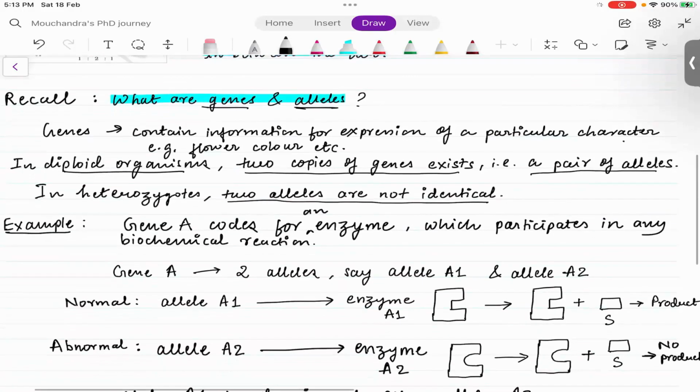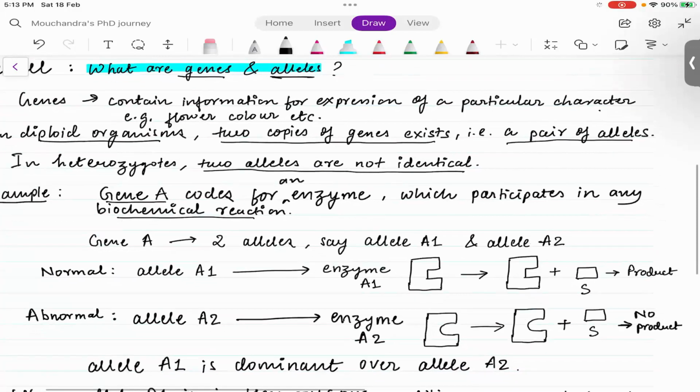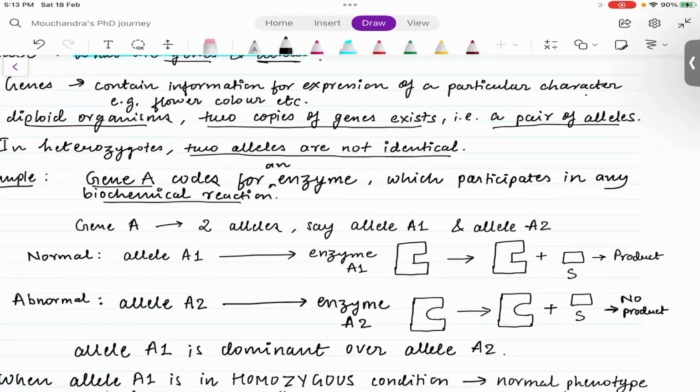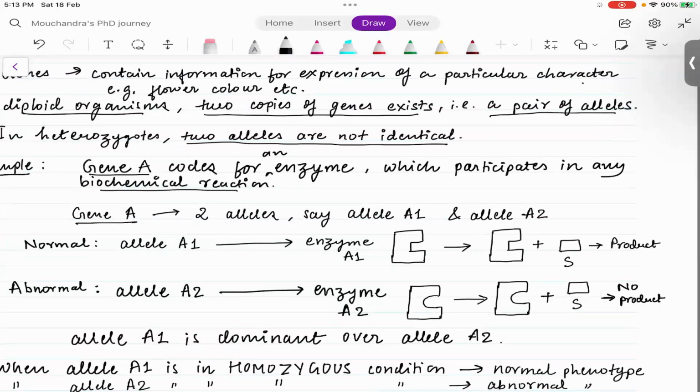Now consider this example. Suppose there is a gene A and it codes for an enzyme. And this enzyme is participating in a biochemical reaction. You know that when an enzyme reacts with a substrate, it gives some product. So this enzyme must be participating in a biochemical reaction where there is some substrate associated with this enzyme. Now this gene is known to have two alleles. Say we can name them allele A1 and allele A2.